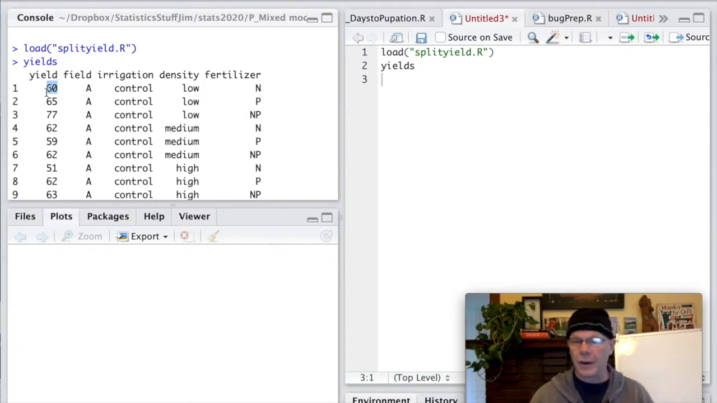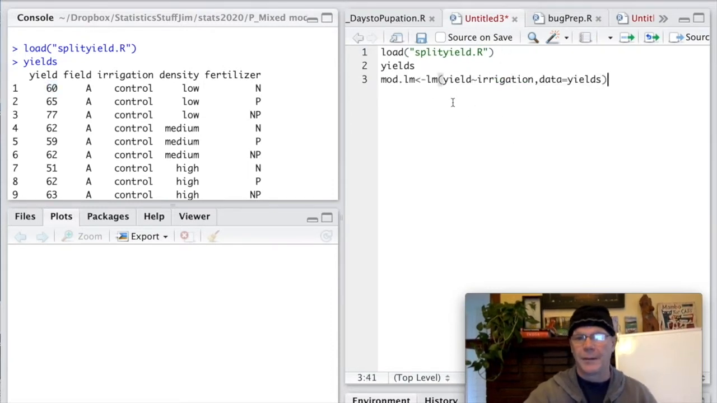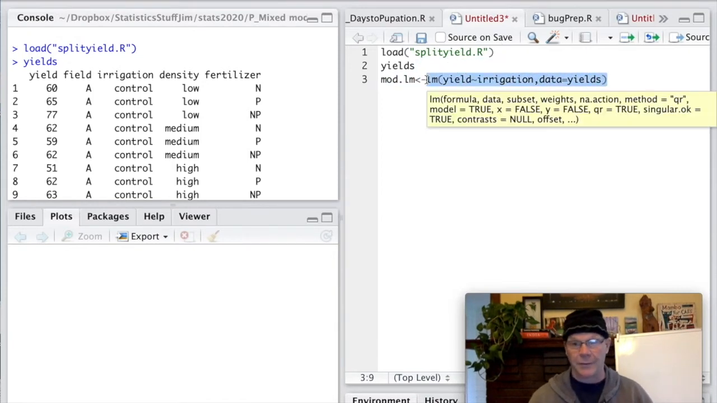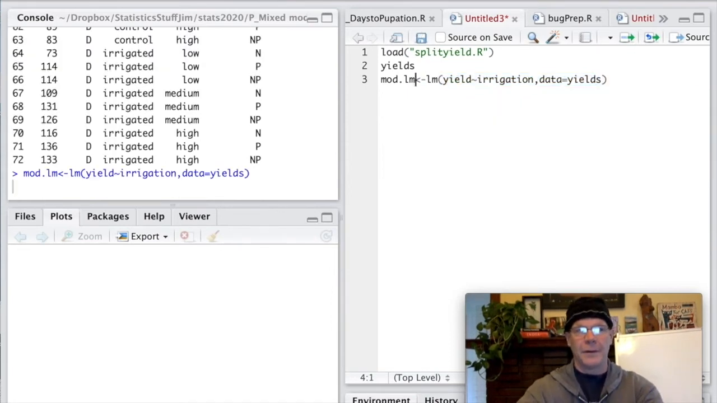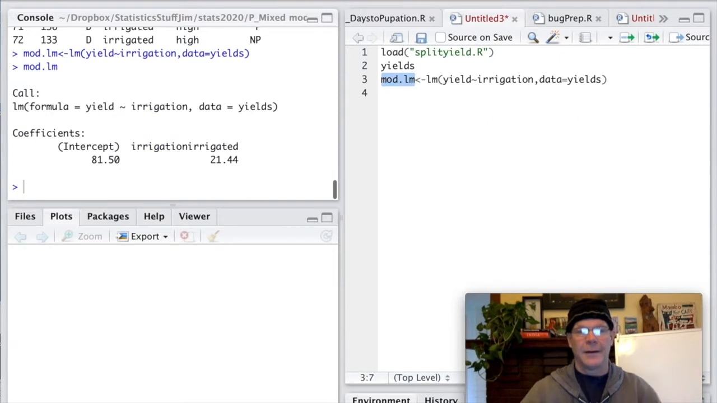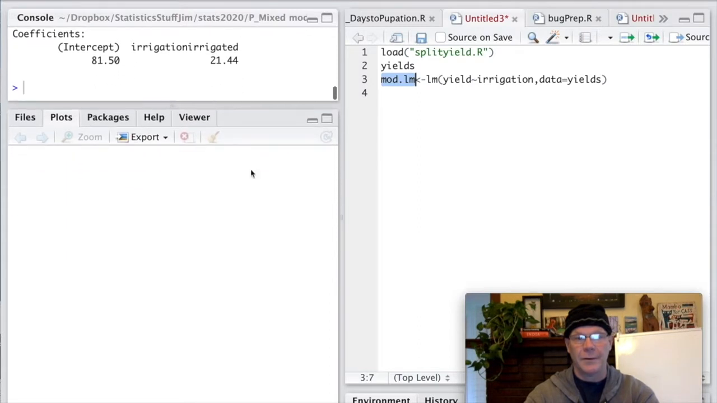Let's start with something really simple, and just think about irrigation. We could make a simple linear model where we think about the effect of irrigation on yield. This is the same kind of linear model that we've been building for three or four weeks. So we go ahead and do that, and there we have the parameter estimates from our linear model. This should obviously all look very familiar to everyone.